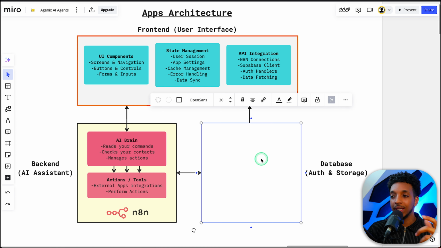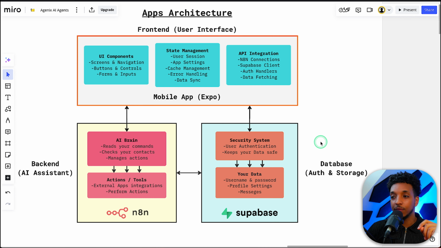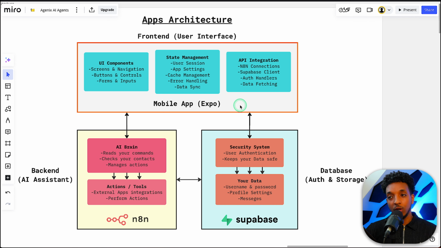And then finally, we've got the database, and I use Supabase for this. So it's made up of 2 different components. We've got the security system. This is where we do the user authentication and keeping the data safe. And then we have the storage of the actual data. So it could be your username or password, the profile settings, and the back and forth messages that you have with the agent.